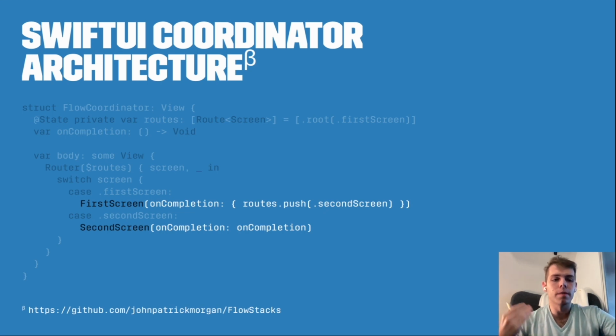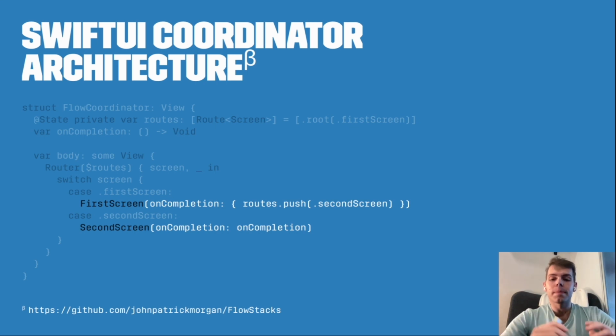In this case, we have this first screen view and this second screen view. And very important, both of them accept a closure as a parameter. Those closures will be called when that step is finished. And then it's up to the coordinator to decide what to do after this closure is called. So in the case of the first screen, we just push to the second screen. And in the second screen example, we just call the completion block that was given to our coordinator to tell the coordinator in the higher hierarchy that this flow is finished.